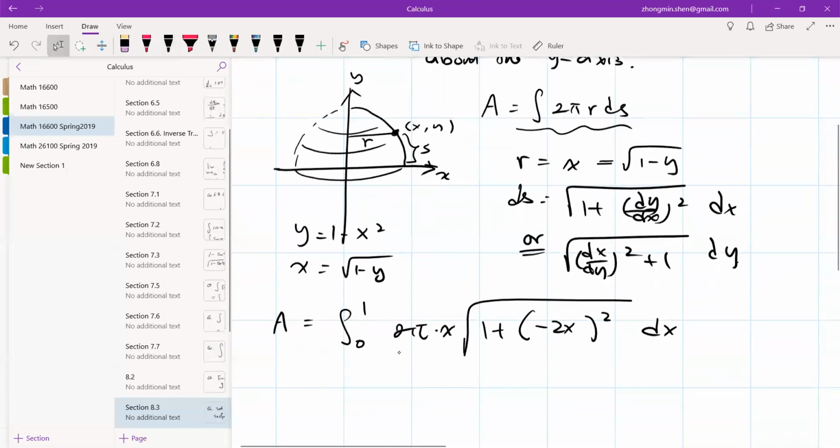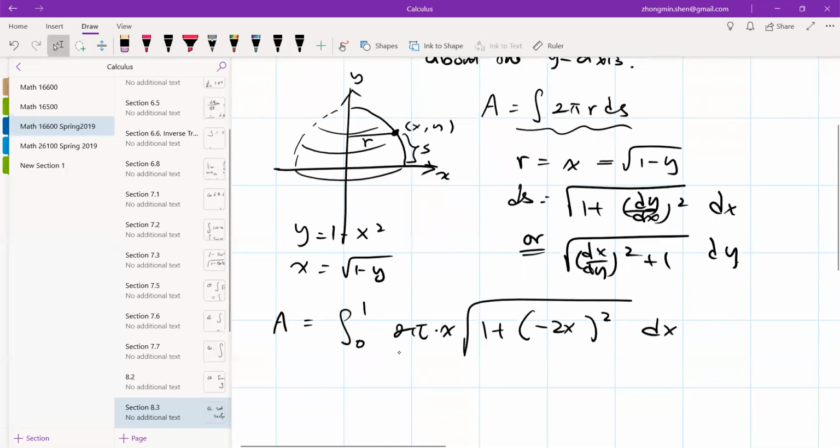This is important. You already get 80% of the credits if you do that. Draw the picture, pick a point on the curve and mark the radius. Then write down what r is in terms of x or y. Then you also have to write down ds. It depends on which variable, which parameter, you choose. If you choose the x variable, use the first one; if you choose the y variable, use the second one.